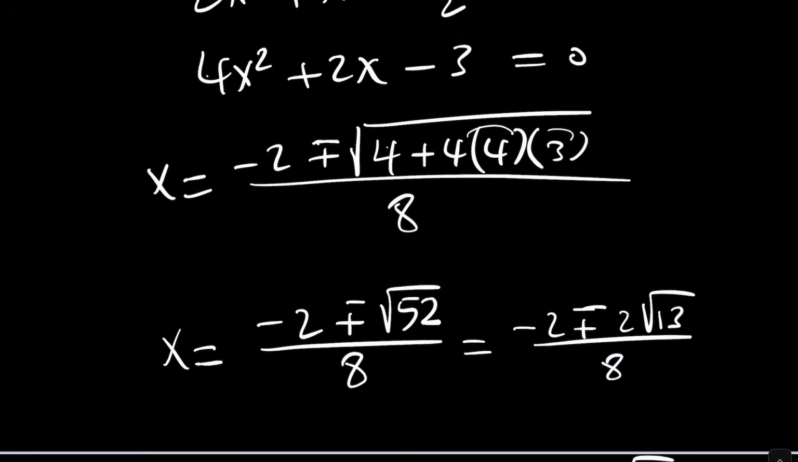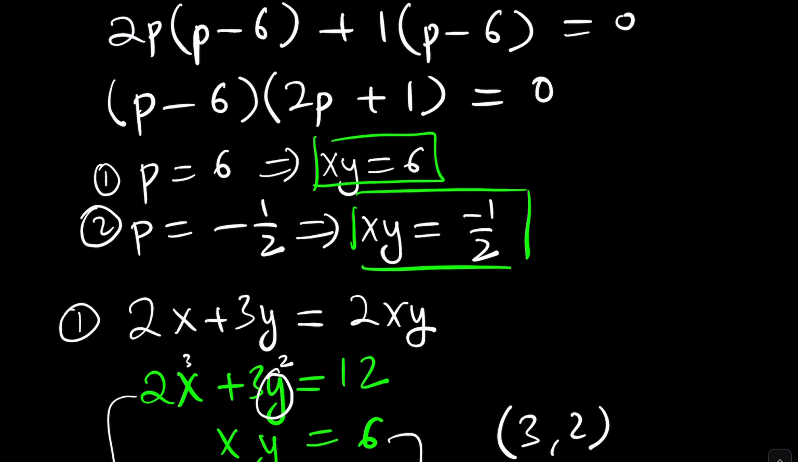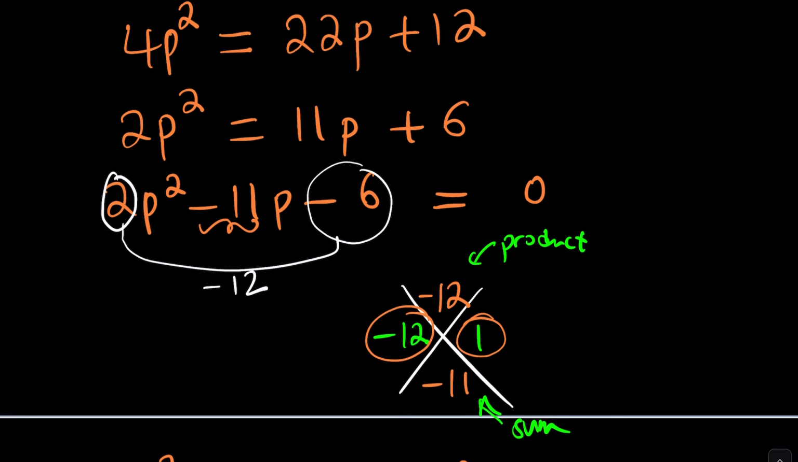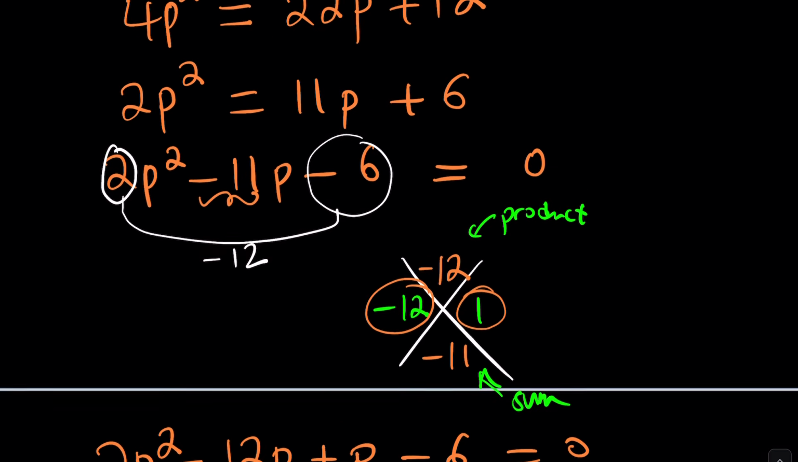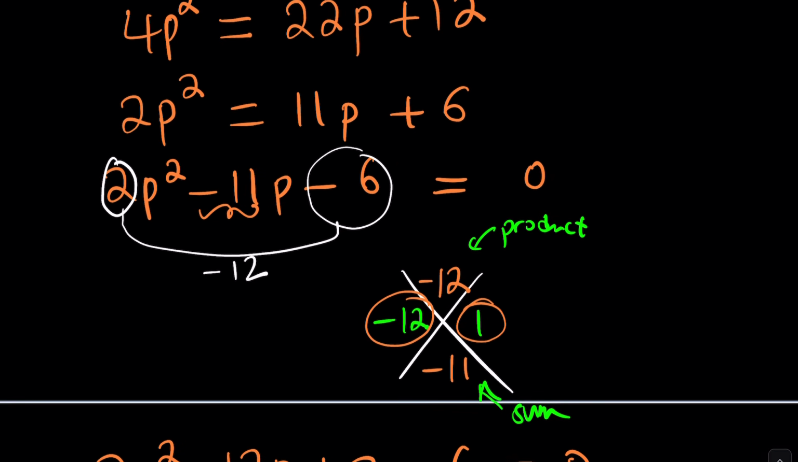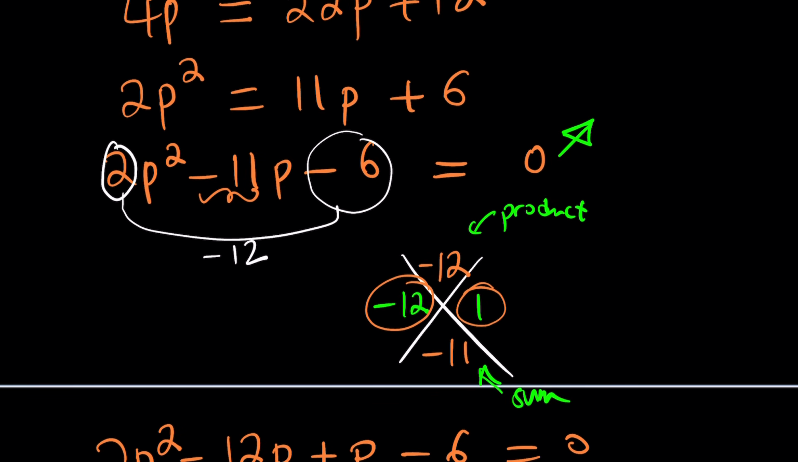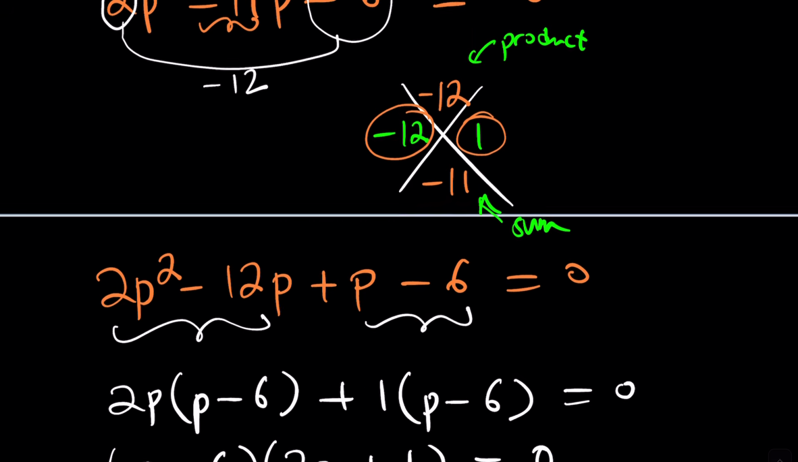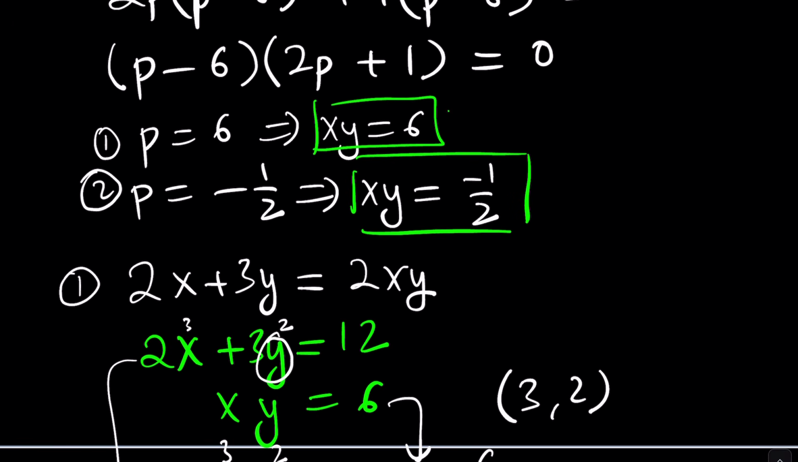Now, going all the way back here, because remember I was telling you there are two ways to go about it. Instead of using the x method, which is actually not super bad, you can just go ahead and use the quadratic formula. And guess what that's going to give you? That's going to give you the same p-values, 6 and negative 1/2. And you can just proceed as before.